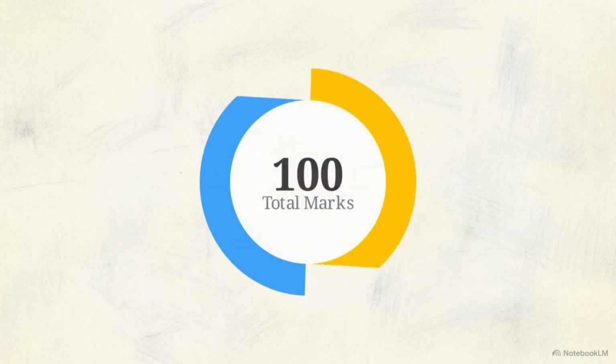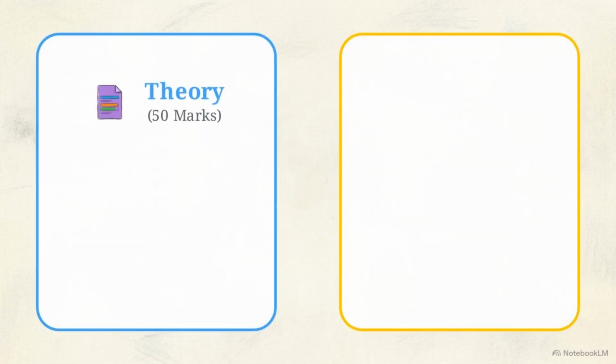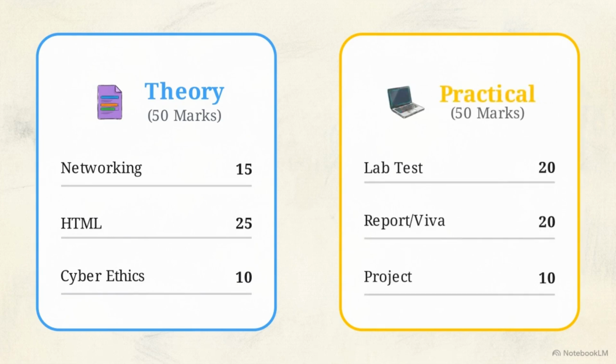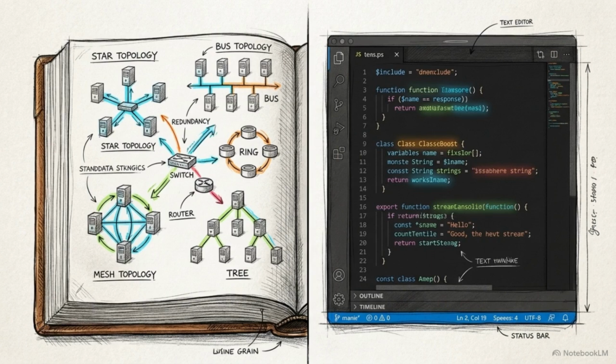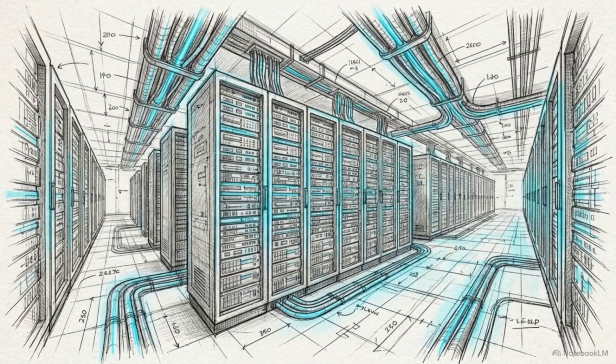This gauge shows how your final grade is calculated, and it is a perfect 50-50 split. Half of your marks come from learning the rules of digital construction, and the other half come from the actual labor of building. Success in this subject requires both. You need the knowledge to plan a digital project and the mechanical skill to bring that plan to life on a screen. Let's start with the theory.